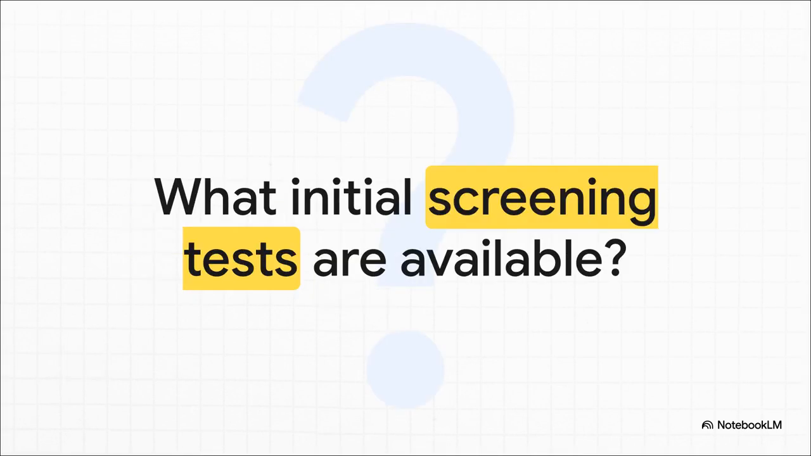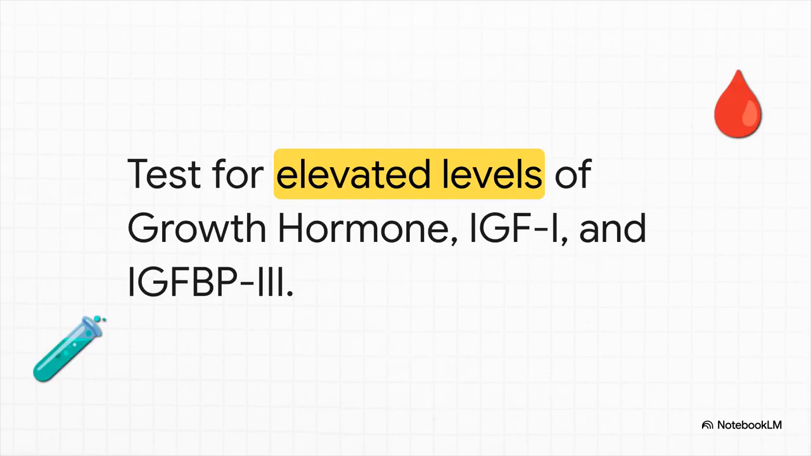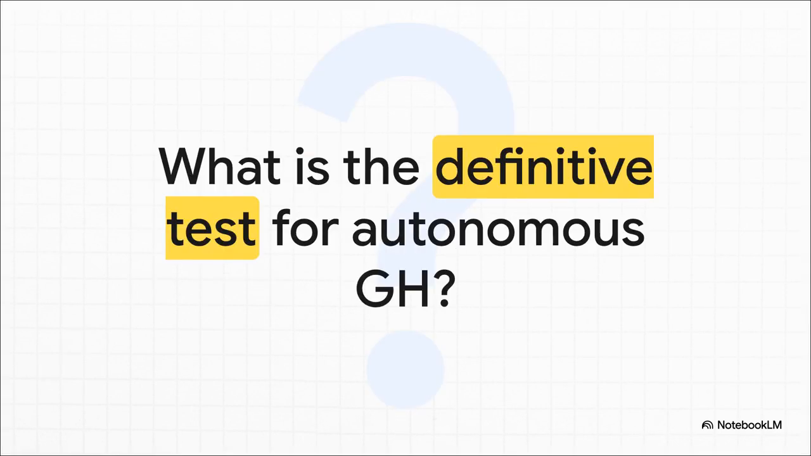Think back to the biochemistry we just mapped out. Before we order an invasive procedure, what initial screening tests are available to confirm our suspicion? How do we track down those biological amplifiers? Well, if you said testing for elevated levels of growth hormone, IGF-1, and IGF binding protein 3, you are absolutely correct. Because growth hormone induces the liver to pump out IGF-1, clinically checking those levels is the perfect initial screen. Elevated levels of IGF-1 and IGF-BP3 reliably point to a sustained, chronic excess of growth hormone circulating in the patient's system.